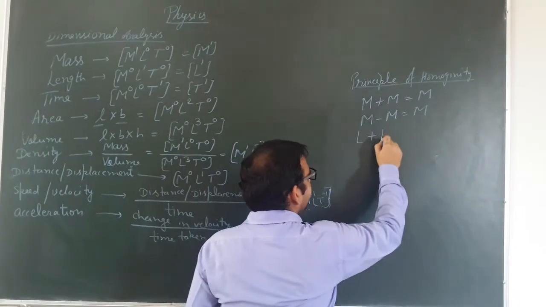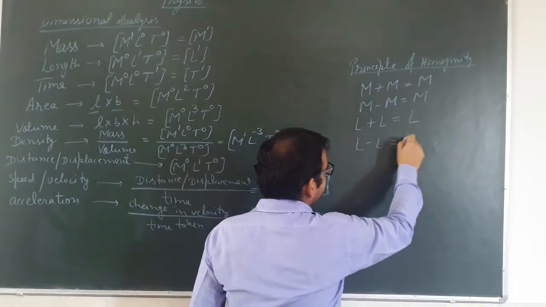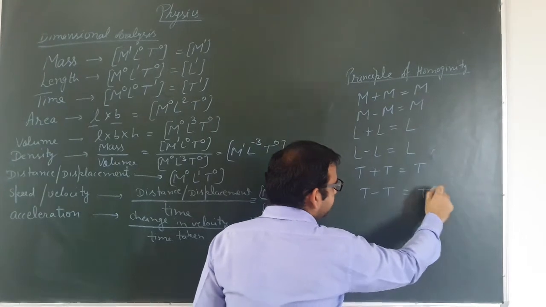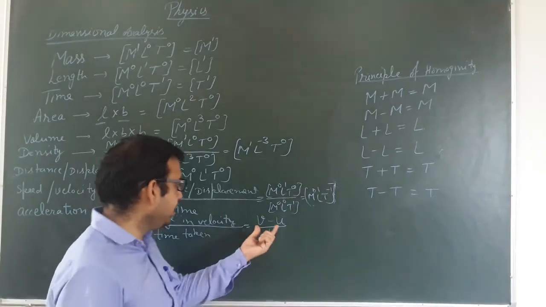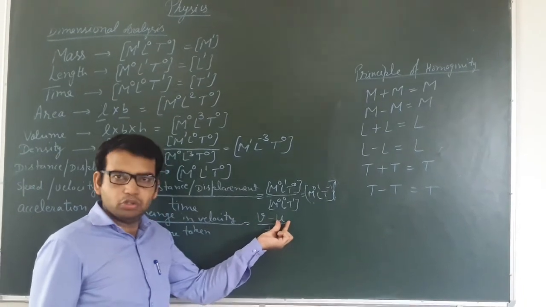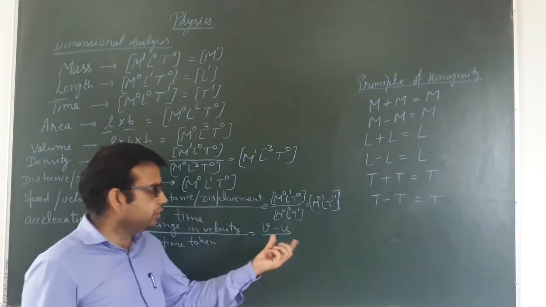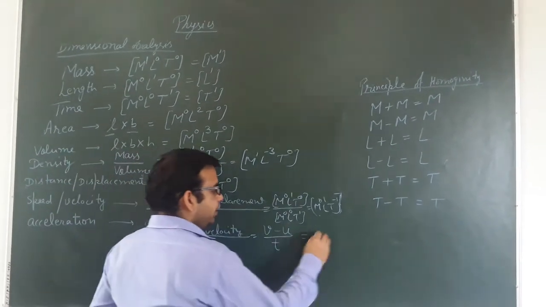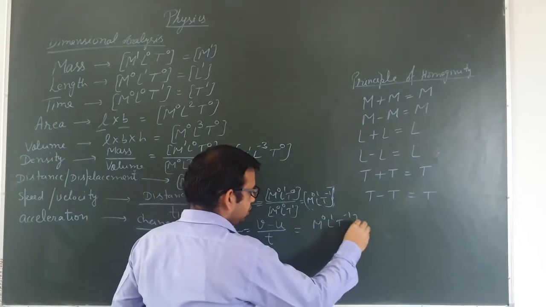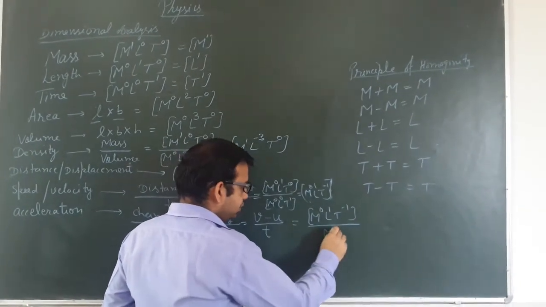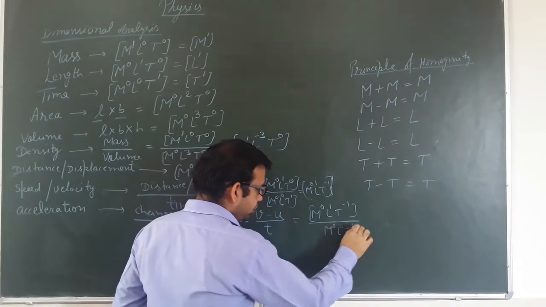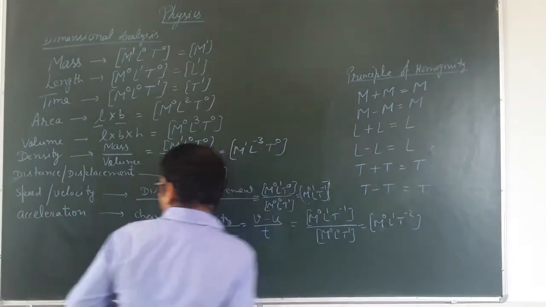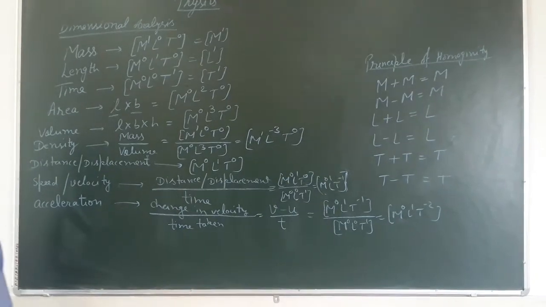Similarly, length can be added to length and subtracted from length. Similarly, time can be added to time and subtracted from time. And similar quantity remains. Similarly, this is velocity, this is velocity, so ultimately velocity remains. Combining these, we can write the dimension formula. The dimension formula of velocity is M0 L1 T minus 1, and time is M0 L0 T1. So it will be M0 L1 T minus 2. This is the dimension formula of acceleration.